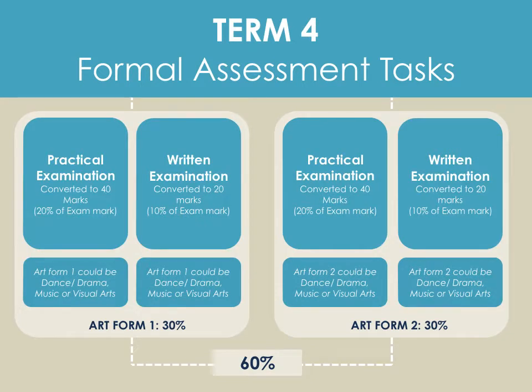In term 4, you're dealing with just examinations, and each art form has 2 examinations, a practical component and a written component. The practical component counts more, you'll see it counts 20%, whereas the written examination only counts 10%. So you've got for each art form counting 30% with a balance of 20% of that 30% from the practical and 10% of that 30% from the written examination. That comes from both the art forms and together making up 60% of the final marks.